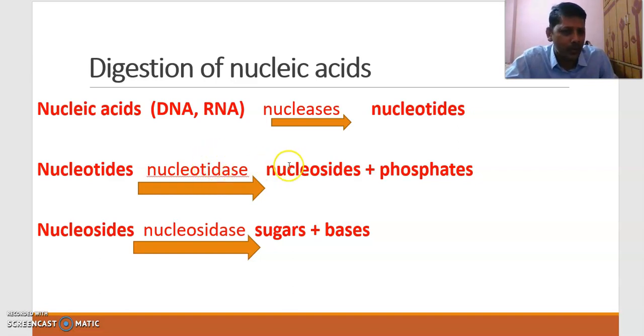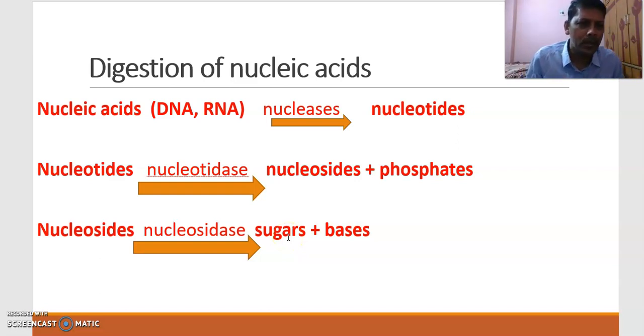Nucleotides are acted upon by the enzyme called nucleotidase, a very important one, which is present in intestinal juice. Now the nucleotides are converted to nucleoside plus phosphate. Phosphate was removed. Now it has only two components. Now the nucleoside is acted upon by nucleosidase. Nucleosidase is also present in pancreatic juice like nucleotidase. And now what are found? Finally, sugars and bases are formed.